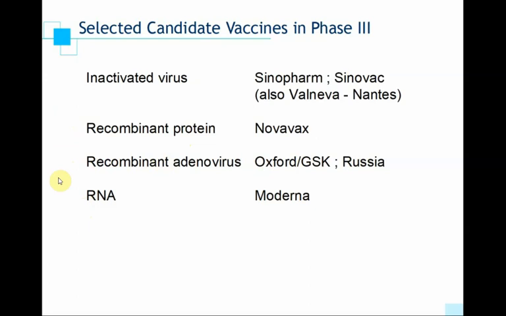Chemically modify it to make it more stable, and package it up with a chemical into a nanoparticle, and we'll inject that. This is a company called Moderna. So: real virus, protein, recombinant virus, RNA.